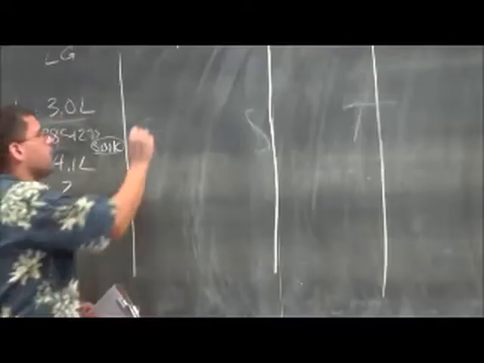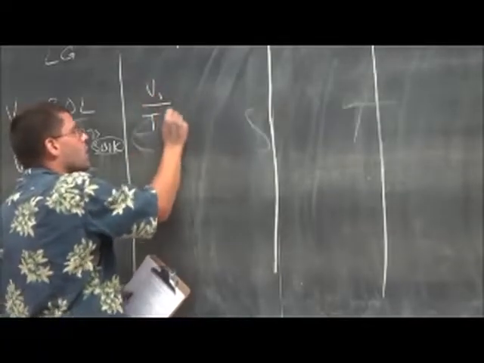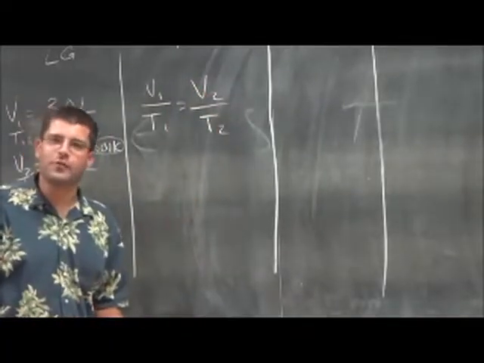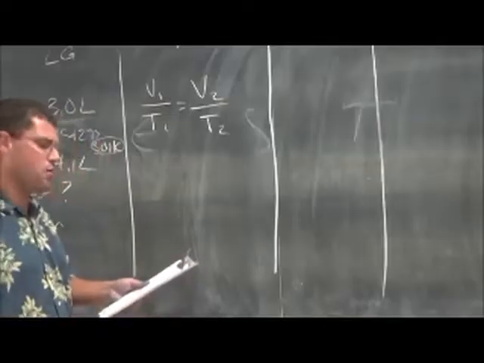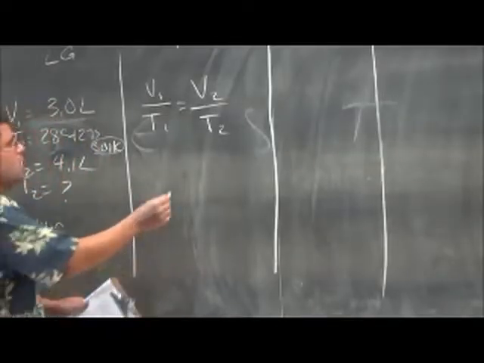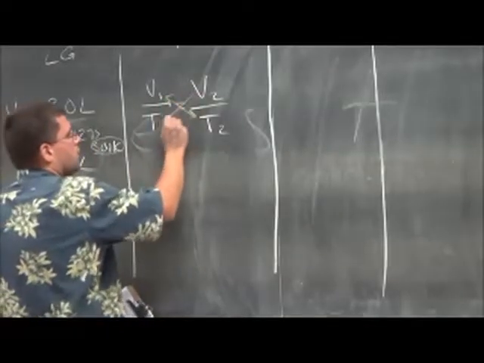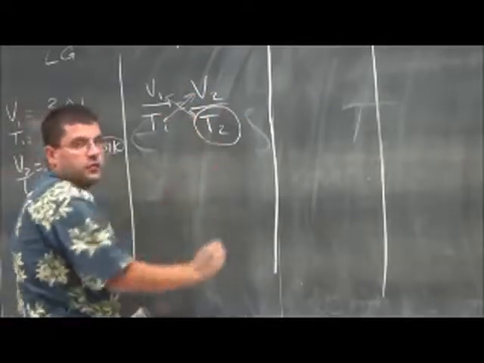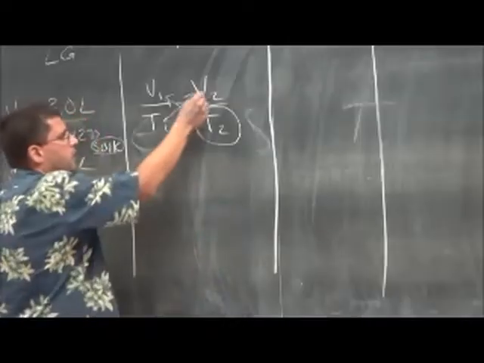So the formula we use is V1 over T1 equals V2 over T2. Cross multiplication, stuff you guys should already know. It's easy. So let's take a look here. We want to multiply these values, but we have one unknown. Our unknown is the T2 value. So hold on a second.